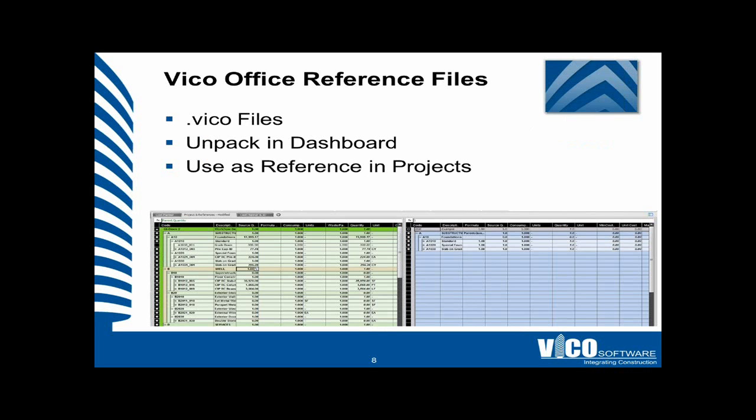The Vico Office reference files, so that's the third component in the 5D Data Pack, are, as I said, the Vico files that you can unpack in your dashboard. And after unpacking them in your dashboard, you can use them as a reference in your projects. So on the right side, we look at the project and references view in Cost Planner. On the right side, we see the current project. On the left side, we see a reference that we brought in. So that's a .vico file from the 5D Data Pack, in this case for the substructure. We imported that, and then we can drag and drop our content from the 5D Data Pack into our current project.